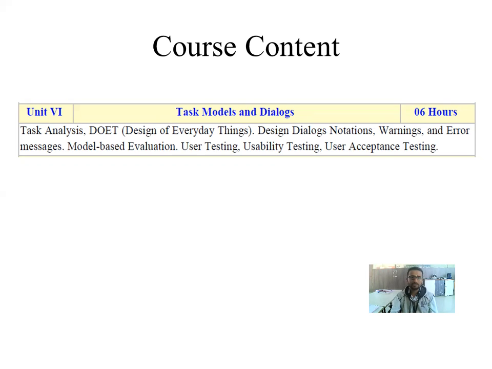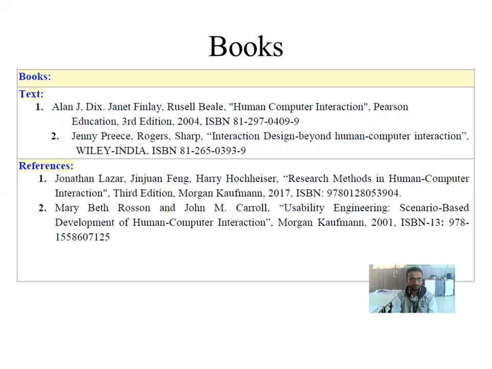This part we have already discussed in the last semester, while studying software testing and quality assurance. We are going to just consider all these user testings, usability testings, and user acceptance testing with respect to the interface, right? The interface that is going to be provided by the computer for the humans, right? So this is the sixth unit and the topics that we are going to learn under it. This is all about the course content that we are going to learn in this subject.